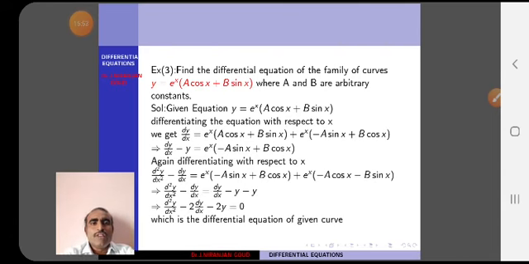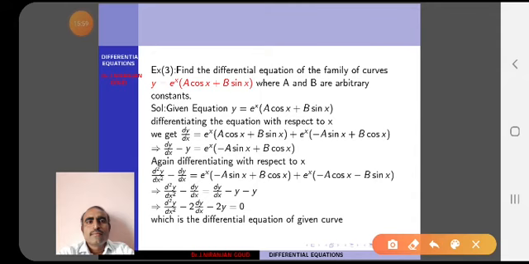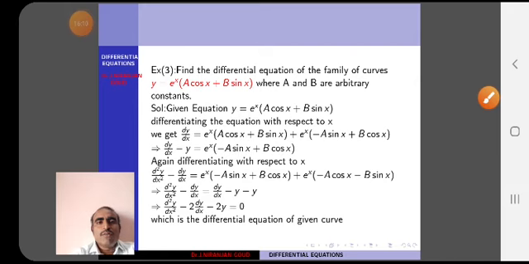Now d square y by dx square minus dy by dx. I write this as dy by dx minus y, and this as minus y. After simplifying this, you get d square y by dx square minus 2 dy by dx plus 2y is equal to 0, which is the differential equation of the given curve y is equal to e power x into a cos x plus b sin x.